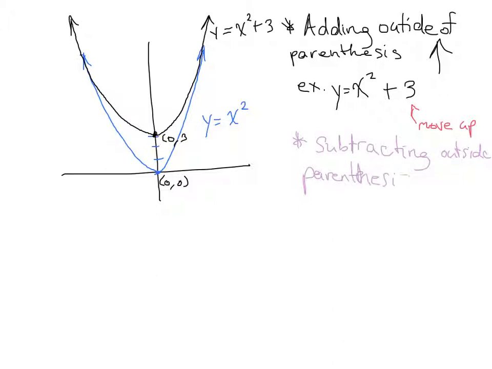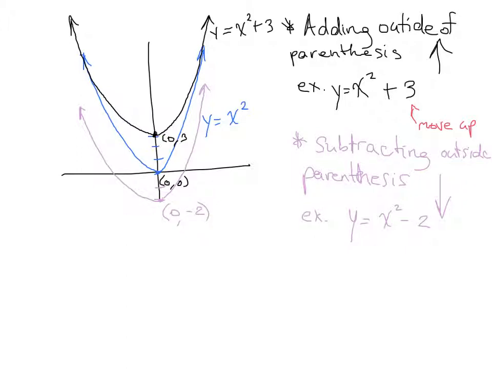Okay. Moves the graph down. So I'll just put an arrow. So for example, if we have y equals x squared minus 2, you'd have 1, 2, and then the graph would be right there. And not sure how good a job I'm doing, but again, what really matters is that the vertex, I know, has moved down to 0, negative 2.